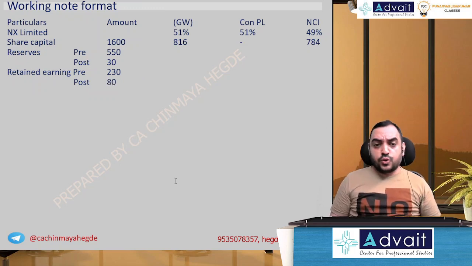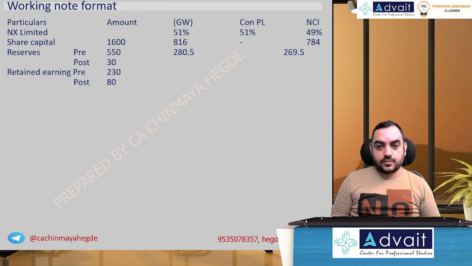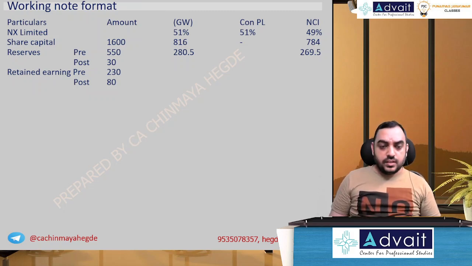So pre-acquisition, you take it to the goodwill column. So 550 into 51%, 280.5, to 269.5. Then 30 is post-acquisition, so that comes in Con PL. That is 15.3 and 14.7.